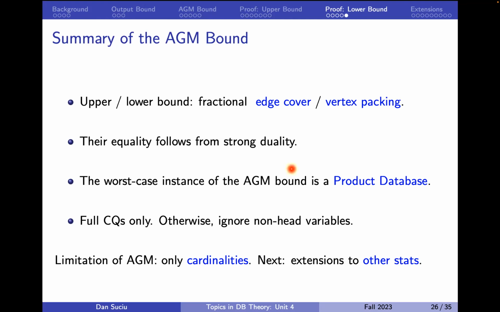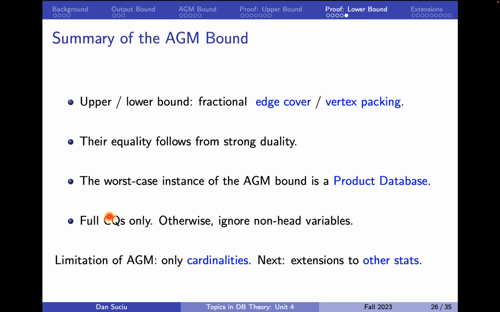The worst case instance of the AGM bound is a simple product database. This is what gives you the largest possible query output if all you know are the cardinalities. If you know more stuff, then it's no longer a product database. This is where it gets interesting. These are my extensions in the next 6 minutes.